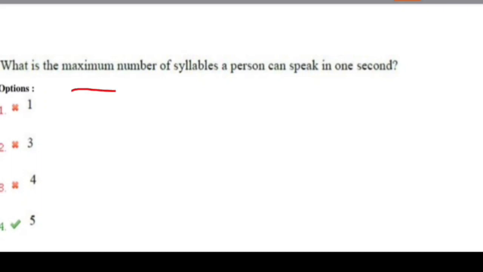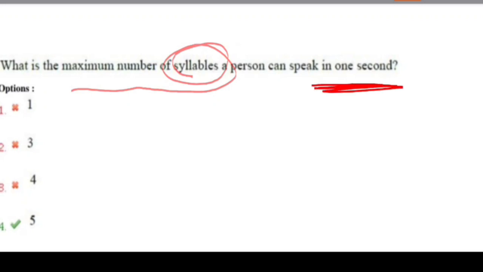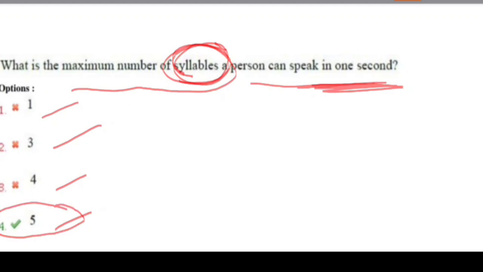What is the maximum number of syllables a person can speak in 1 second? Here, what is a syllable? Define syllables and comment it in the comment section. Let's see the options: 1, 3, 4, 5. And the answer is 5. A person can speak 5 syllables in 1 second.